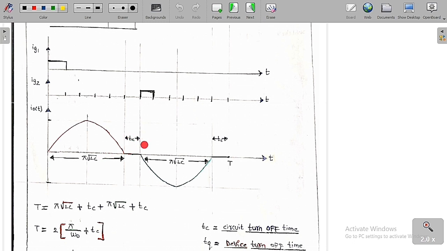So after this much amount of time, it is ensured that T1 is perfectly off. Again T2 is going to conduct, and this much amount of time is ensuring that T2 is off. So this is all about the single phase series inverter.